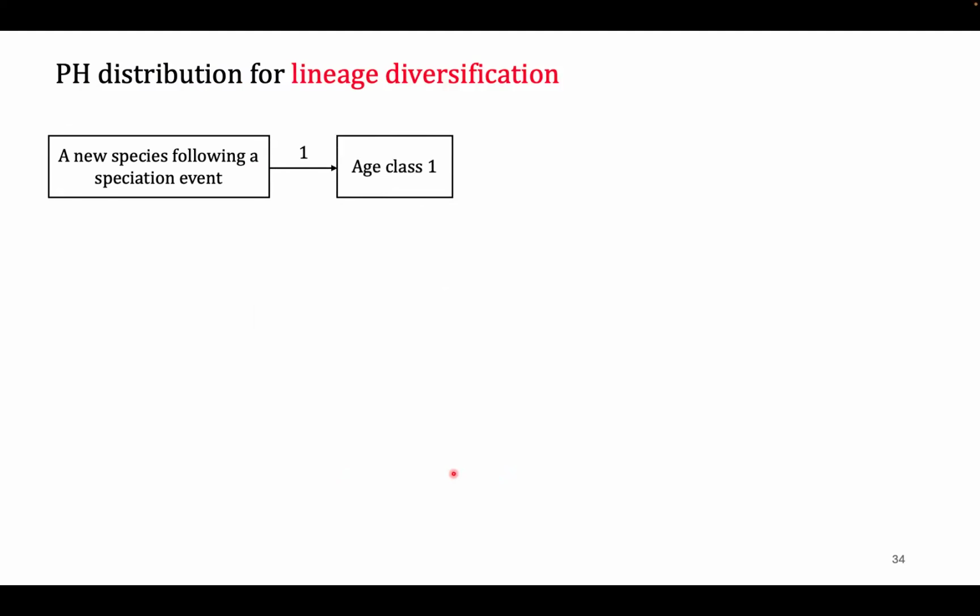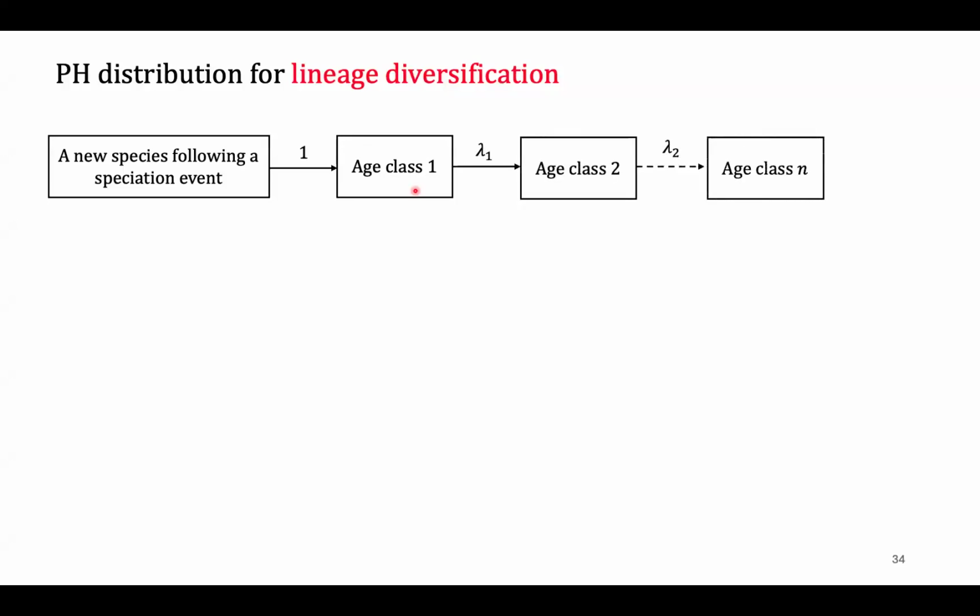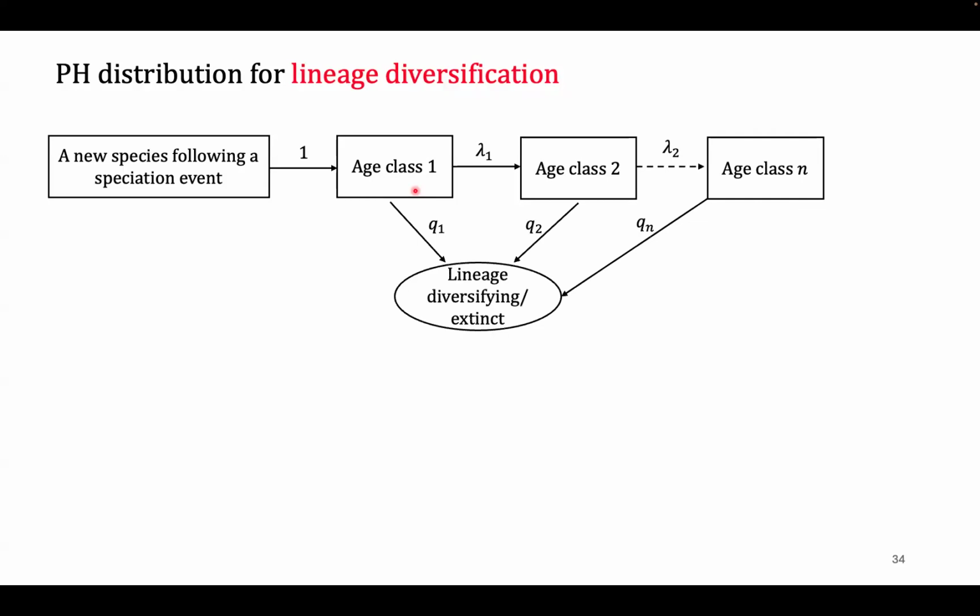This is an example of a diagram for a phase-type distribution being used for lineage diversification. Let's say you have a new species that arose from a speciation event. This age class definitely has a probability 1 of moving to the first age class, age class 1. Then it can go to another age class, so it grows older and older, all the way to, say, age class n. From any of these age classes, the species can undergo a speciation event or an extinction event. So these immovable states correspond to a speciation event or an extinction event in your lineage diversification.